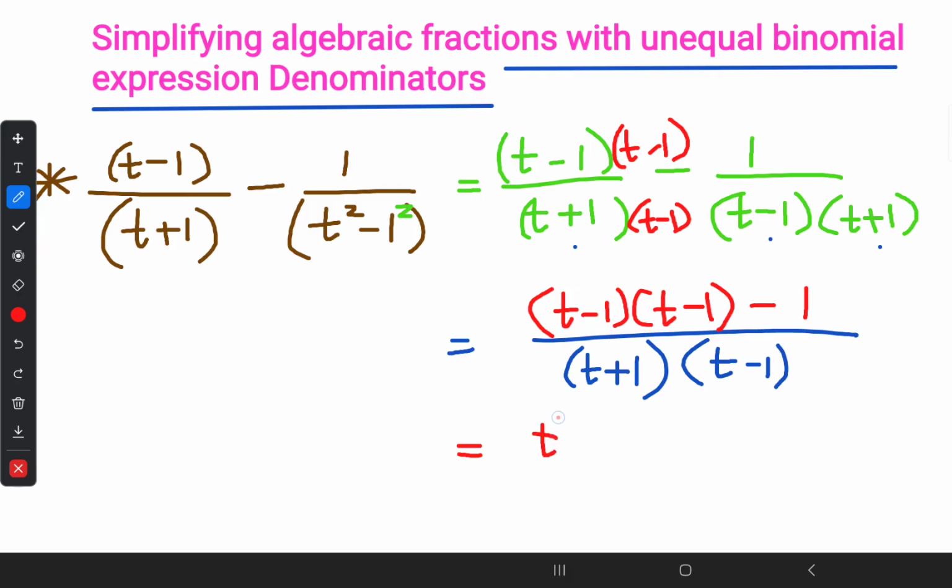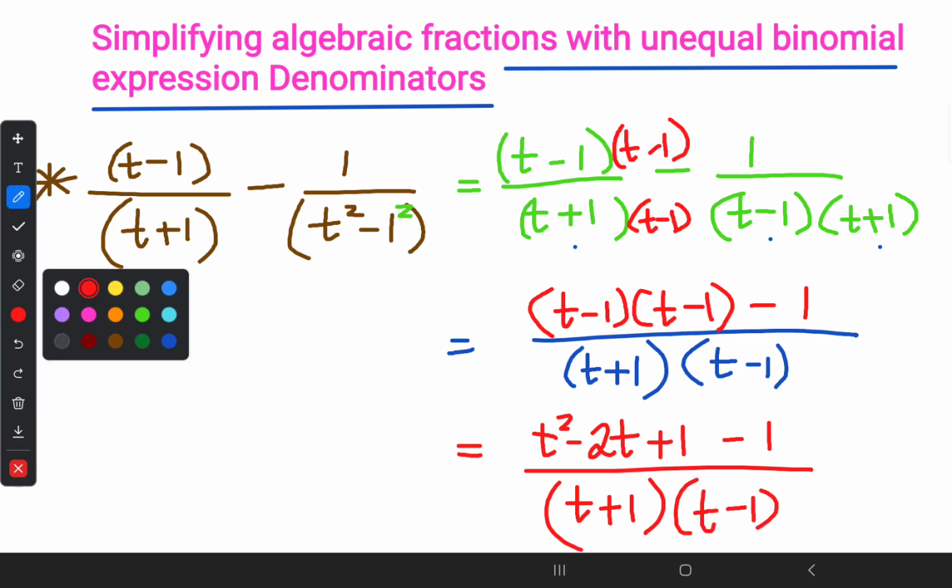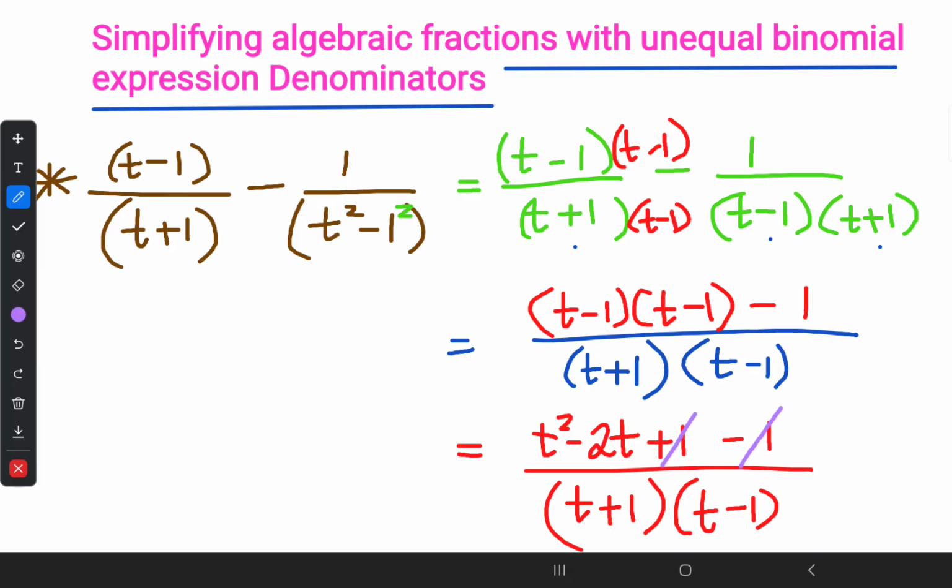So it will become t squared minus 2t plus 1, minus 1, divided by t plus 1 times t minus 1. Then the positive 1 and negative 1 will become 0. Okay, after simplification it will become 0. Then we will have t squared, we'll write that over here, t squared minus 2t upon the denominator t plus 1 times t minus 1.